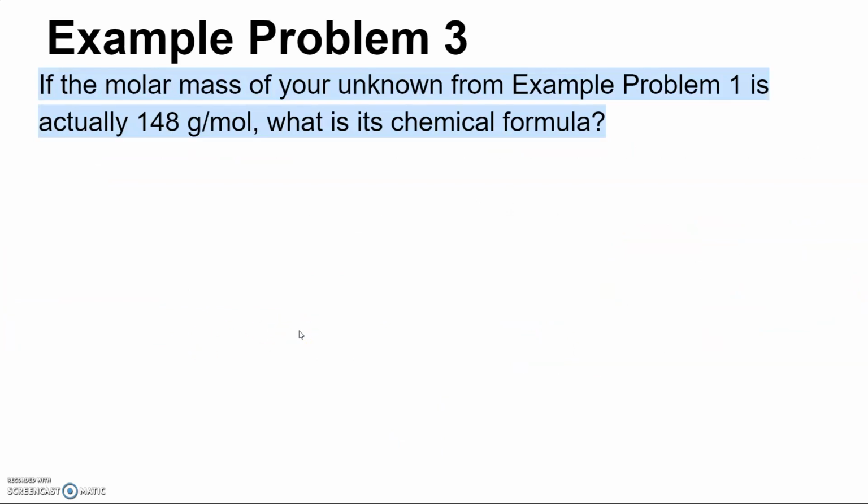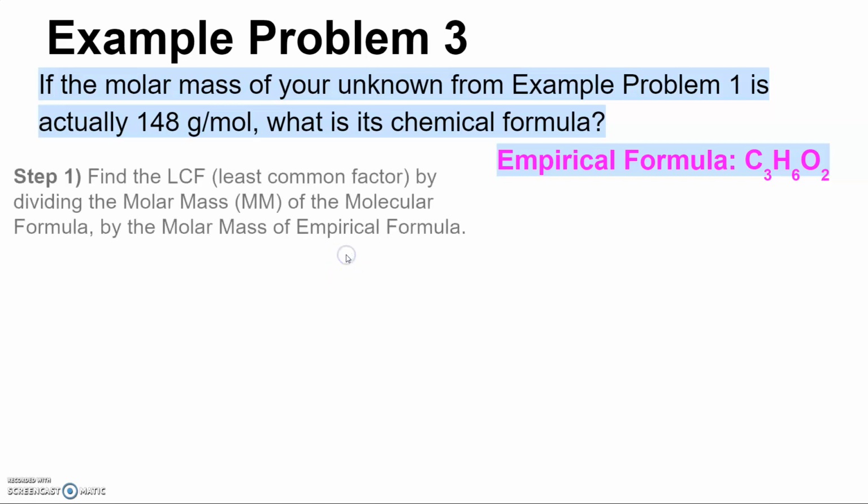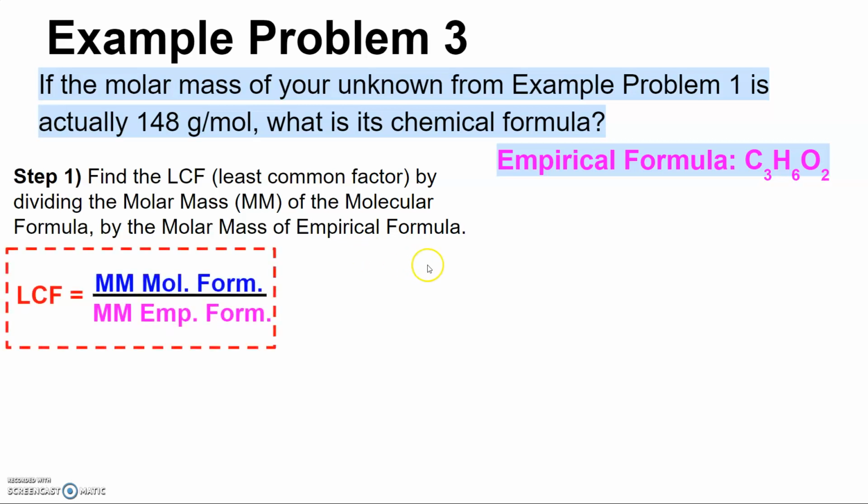If the molar mass of your unknown from example problem 1 is actually 148 grams per mole, what is its chemical formula? In problem 1, we determined the empirical formula to be C3H6O2. Now we're going to use this information and the molar mass of the molecular formula, so the actual molecule, to get the molecular formula. The first step is to find the least common factor by dividing the molar mass of the molecular formula by the molar mass of the empirical formula.